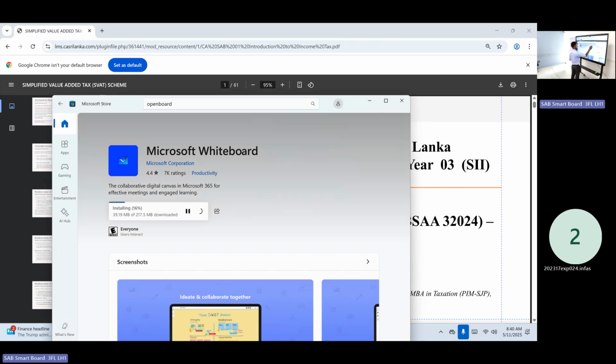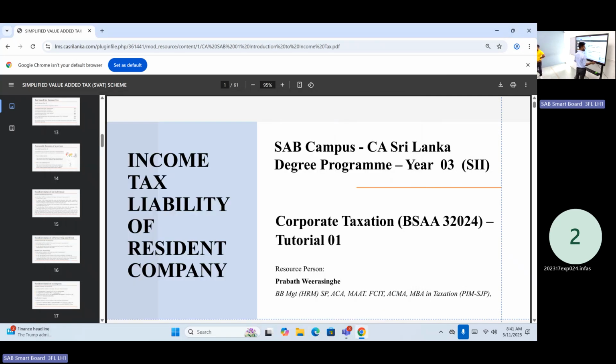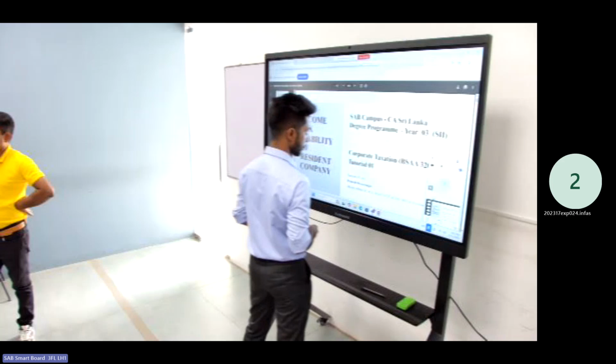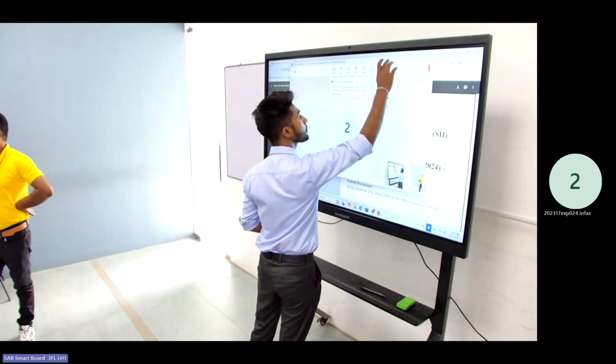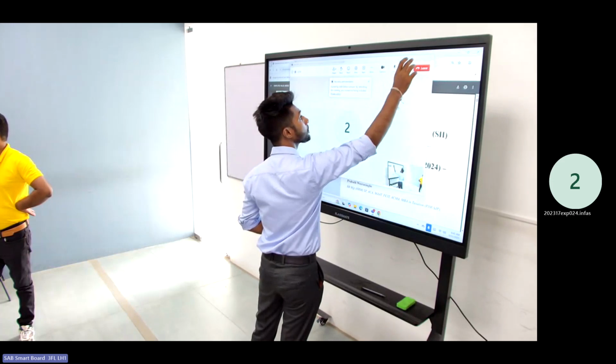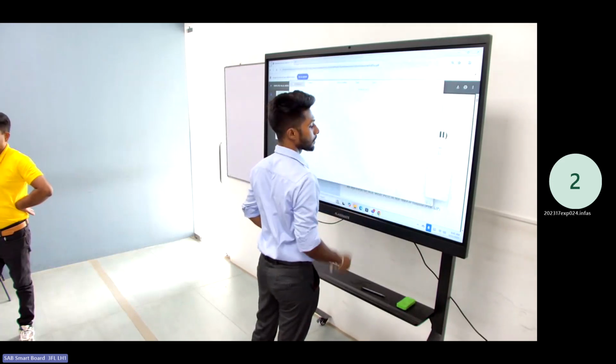So section 6 talks about the business income computation. It says what are the things that need to be included. Thereafter we discuss the expenditure side, say sections 10, 11, 12 to 19.